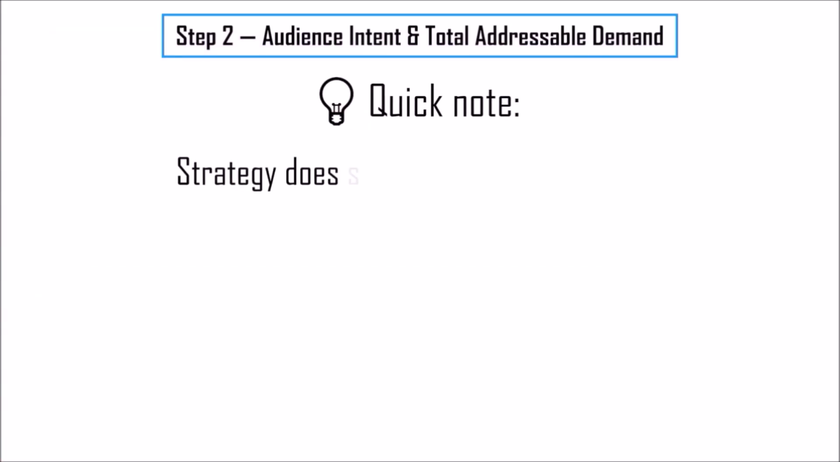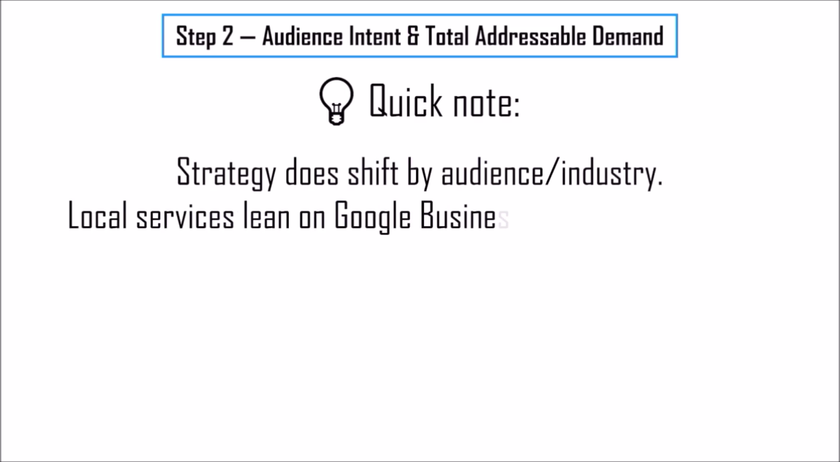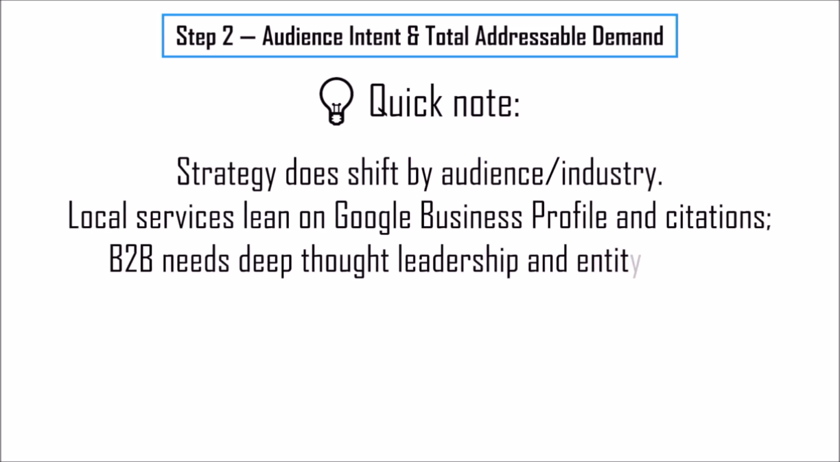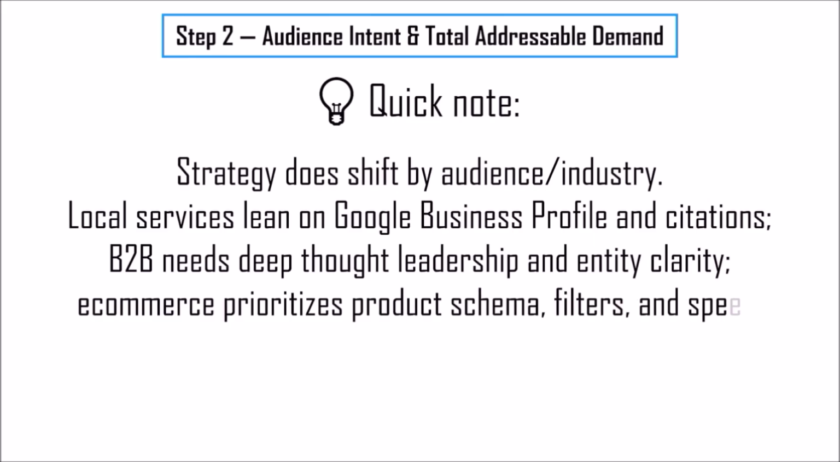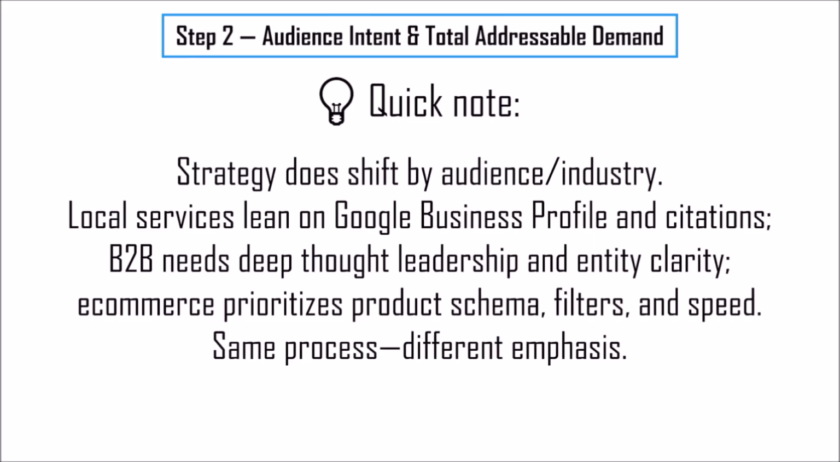A quick note, strategy does shift depending on your audience and the industry. So local services are going to lean more on Google business profiles and local business directory citations. B2B needs more deep thought, leadership, and entity clarity. E-commerce prioritizes product schema, filters, and speed. So it's the same general process, but different emphasis depending on your industry.